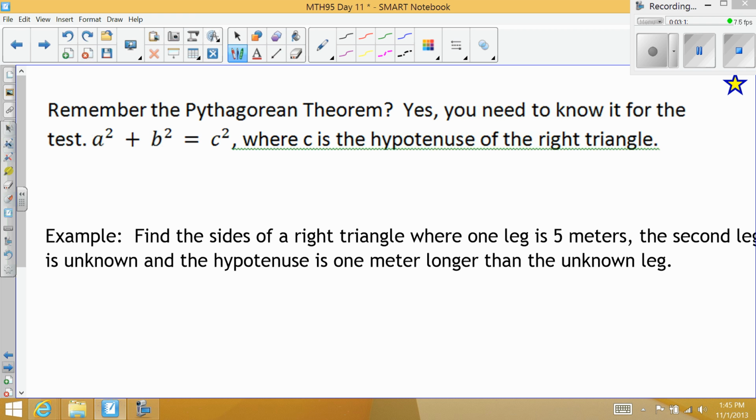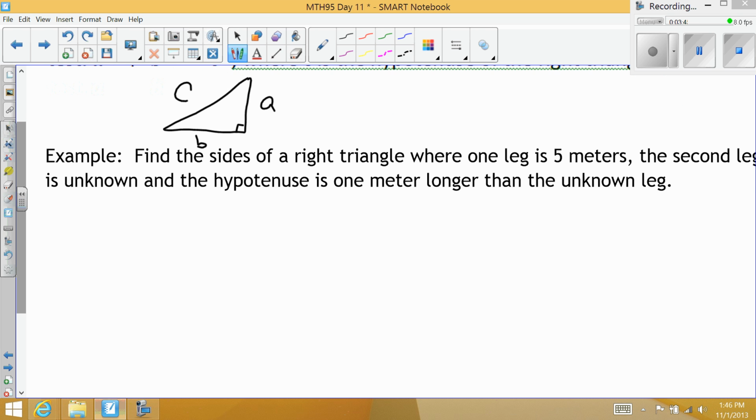Okay. The next one involves the Pythagorean Theorem, and yes, you need to know this. The Pythagorean Theorem, you probably remember as a squared plus b squared equals c squared, where c is the hypotenuse. This only applies to right triangles, so triangles with a square corner, a 90-degree corner. a and b are the legs of the triangle. c is the hypotenuse, the side opposite the right angle, and c is also the longest side of the triangle. So whenever you hear right triangle, think probably Pythagorean Theorem.